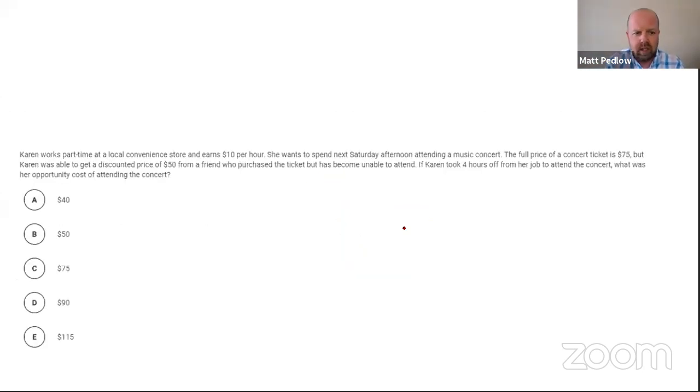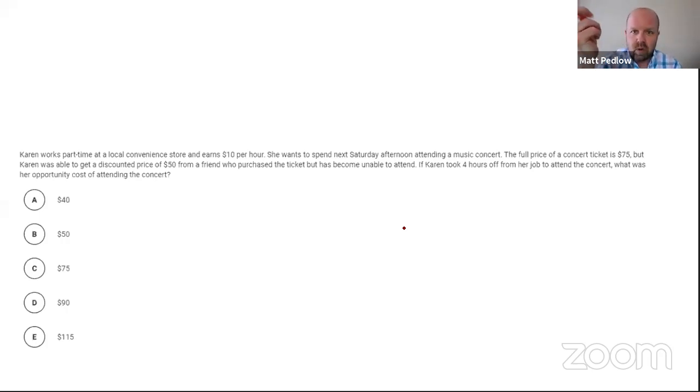So, and then the last one, Karen works. Karen, I know what you're thinking. She works part-time at a local convenience store. She earns $10 an hour. She wants to spend next Saturday afternoon attending a concert. Okay, the price of the ticket is $75, but she was able to get a discounted price of $50.